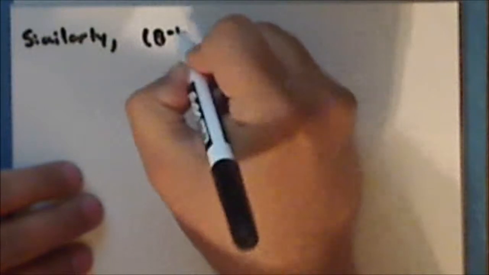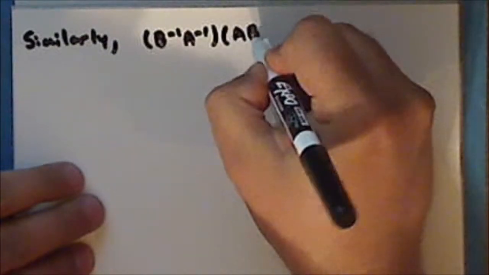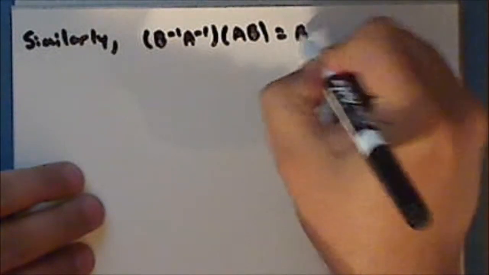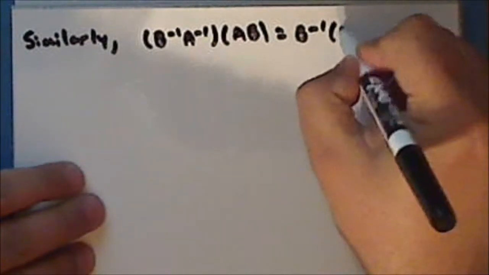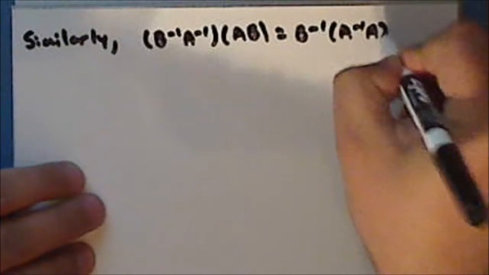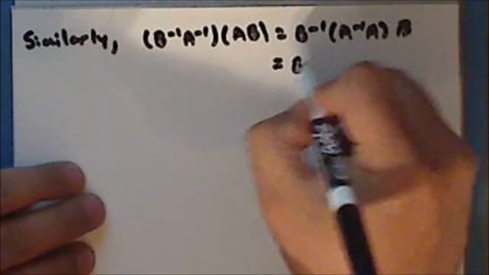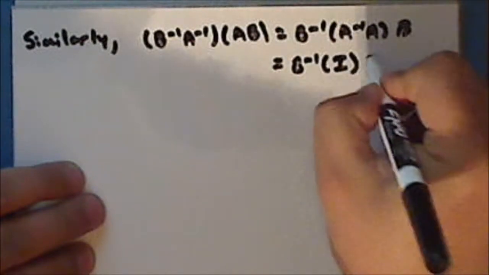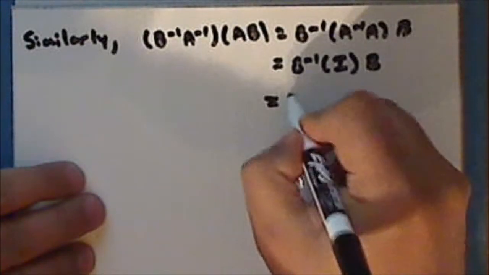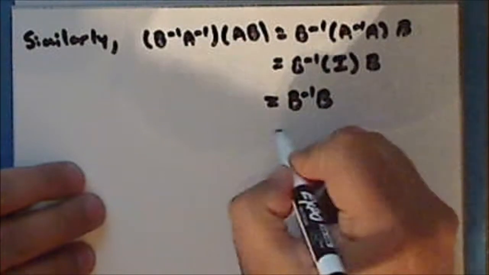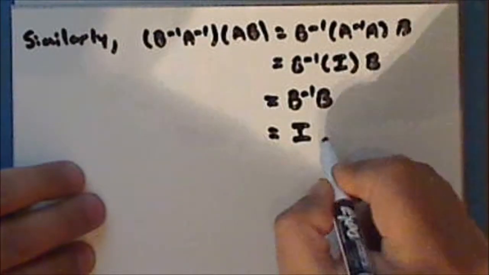Similarly, the product B inverse times A inverse times the product A times B is B inverse times the quantity A inverse times A times B, which is B inverse times the identity times B, which is B inverse times B, which is the identity.